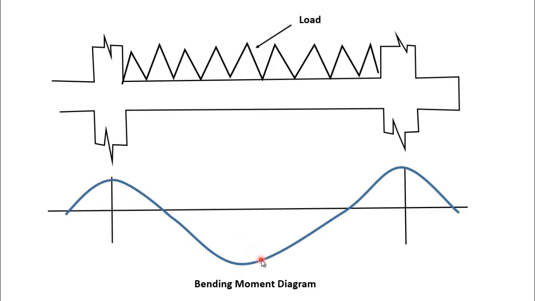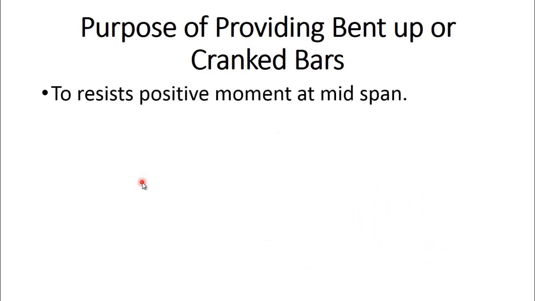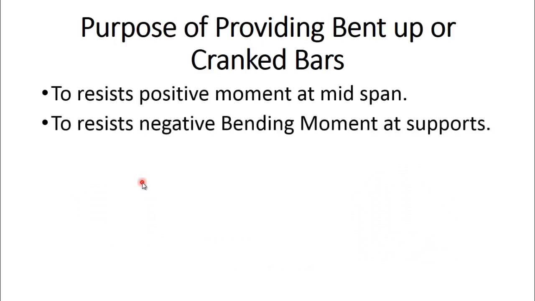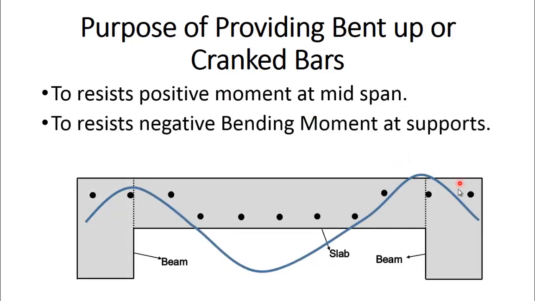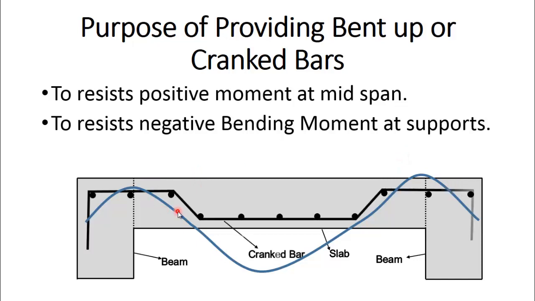Here you can see that at mid span the bending moment is positive, while at support the bending moment is negative. So keeping this in mind, crank bars are used to resist positive moment at mid span, while, as you have seen in the bending moment diagram, at support the bending moment is negative. So these crank bars are used to resist negative bending moment at support.